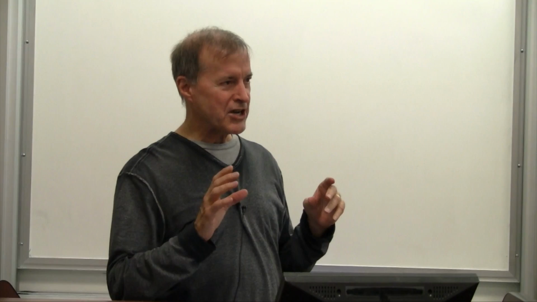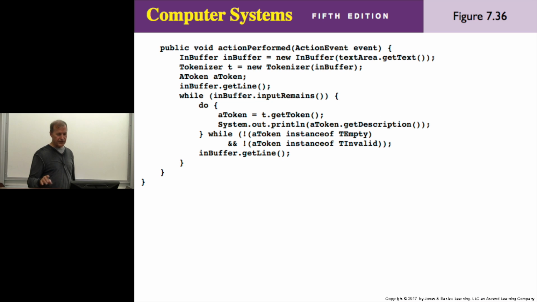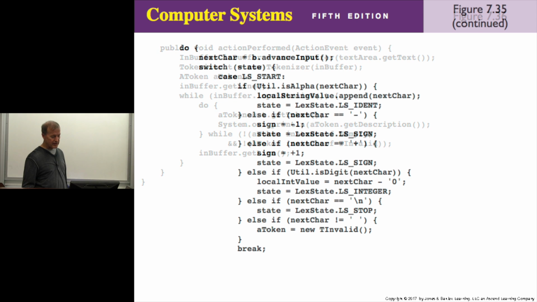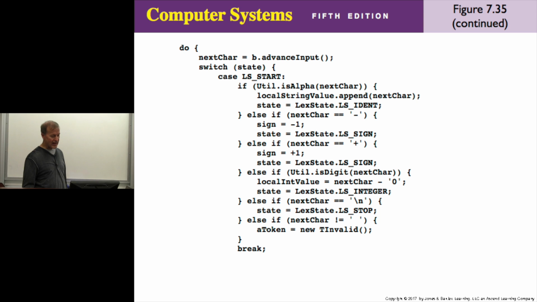First of all, in terms of shaping your code, I insist that if we go back to figure 7.36, figure 7.36 should be identical. Okay, so that should not change at all. Because remember, let's review that. While inBuffer.input remains, that while executes once per what? Once per line of input. And then the do executes once per what? Token.